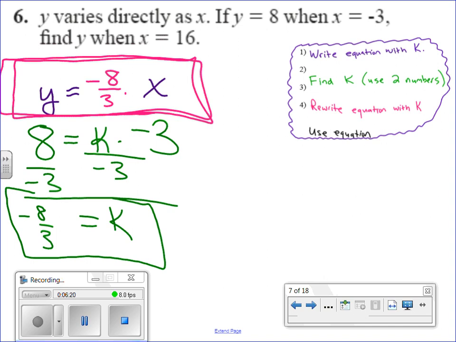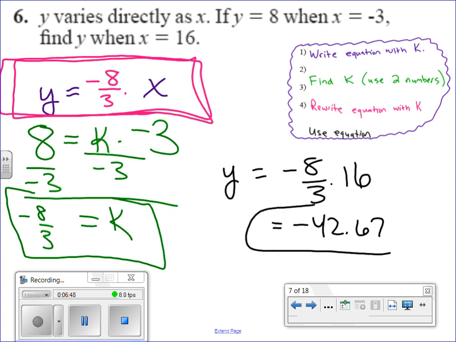So our job is to find y when x is 16. So use the pink equation to do that. Find y when x is 16. I've got the constant for now, so go ahead and type that in and see what you get for your final answer. -42.67. That's our final. So it's a lot of steps, but I feel like each step is pretty easy difficulty-wise.